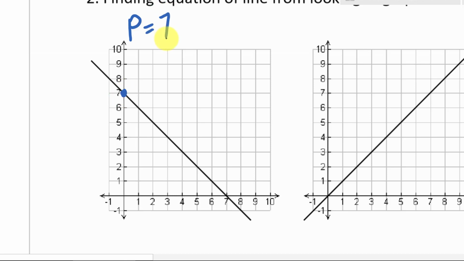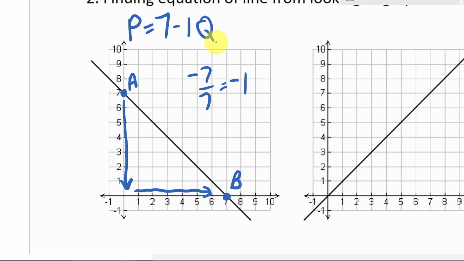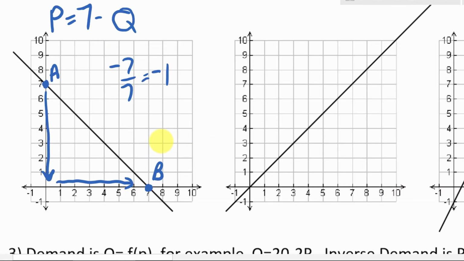That's easy enough. And the slope, we just want to pick any 2 points and calculate rise over run. And the easiest 2 points in this case would be these, A and B. And here we see when we go between A and B, we're going down 7 and we're going over 7. So minus 7 over 7, the slope is minus 1. So 7 minus 1Q, but we don't have to write that 1 there. We could just write 7 minus Q instead, right? All right, let's have a look at this one.